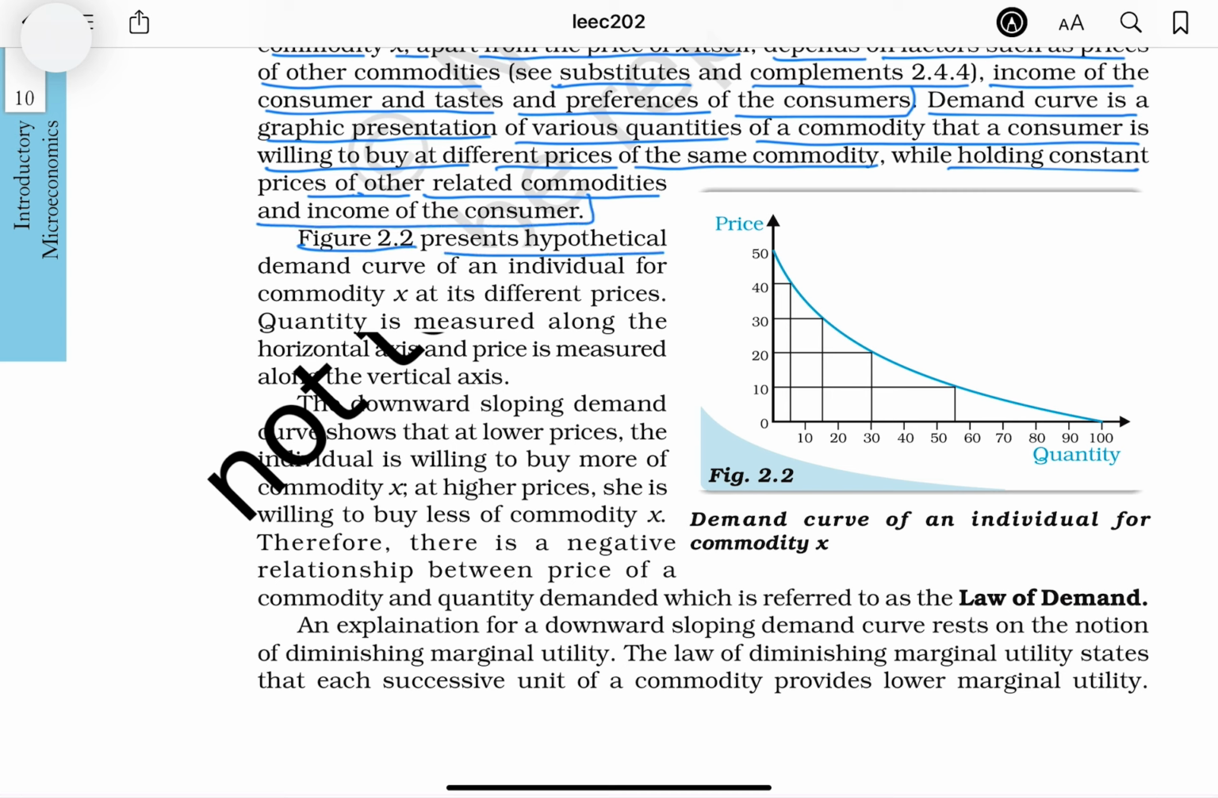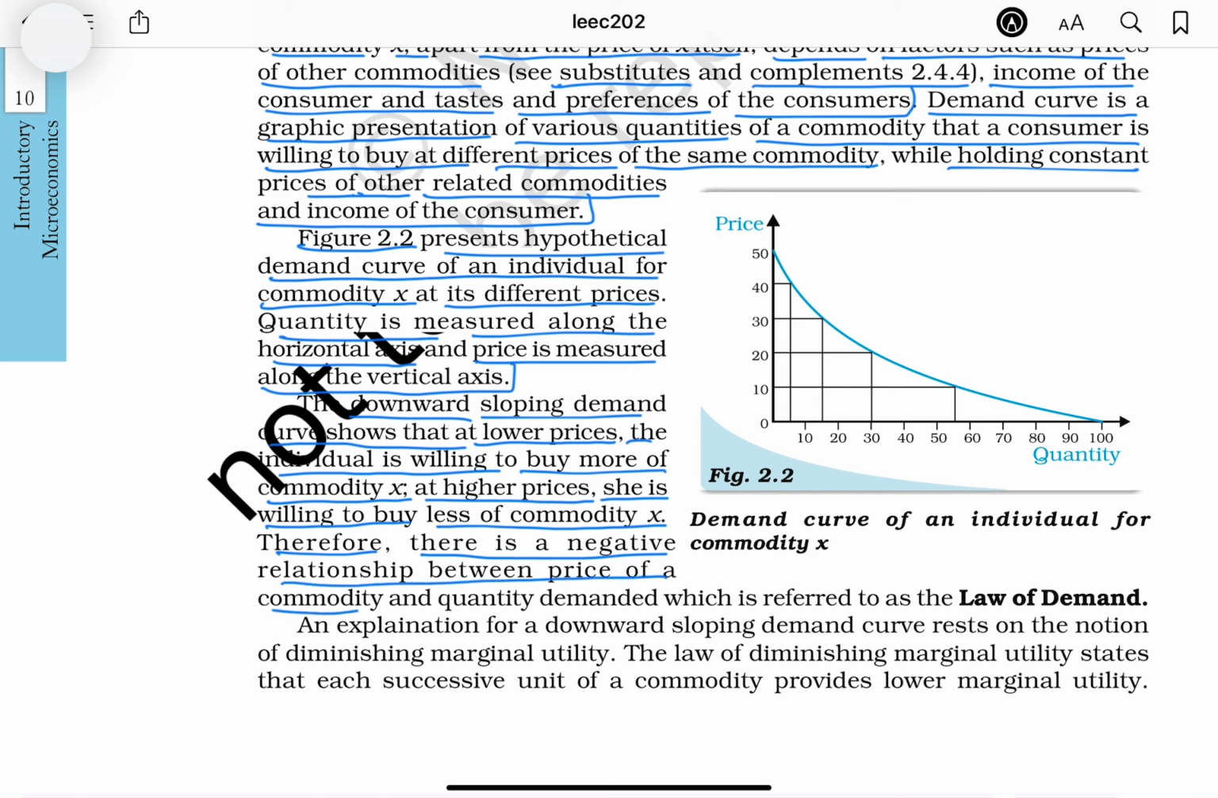Figure 2.2 presents a hypothetical demand curve of an individual for commodity X at its different prices. Quantity is measured along the horizontal axis and price is measured along the vertical axis. The downward sloping demand curve shows that at lower prices, the individual is willing to buy more of commodity X. At higher prices, she is willing to buy less of commodity X. Therefore, there is a negative relationship between price of a commodity and quantity demanded, which is referred to as the law of demand.